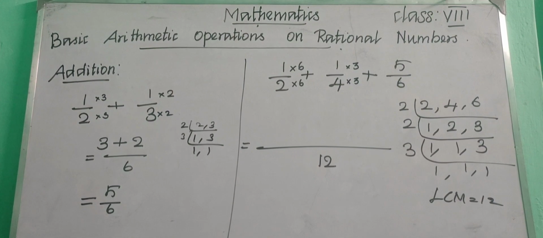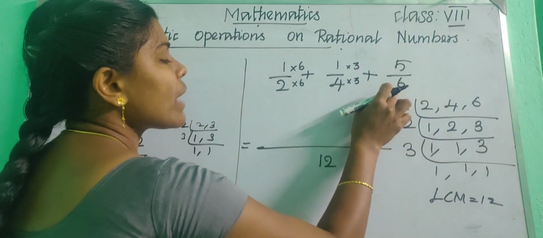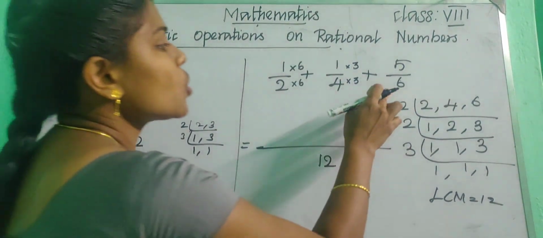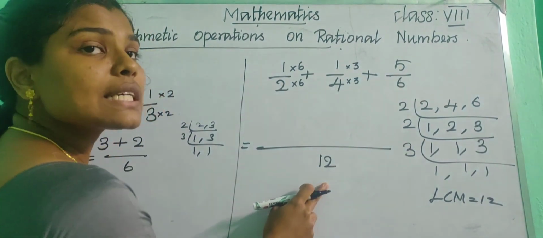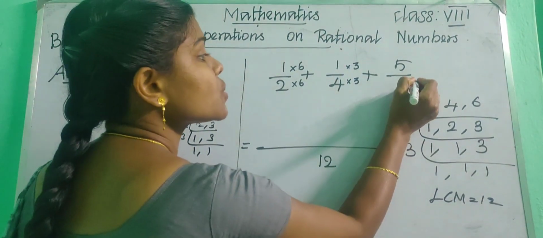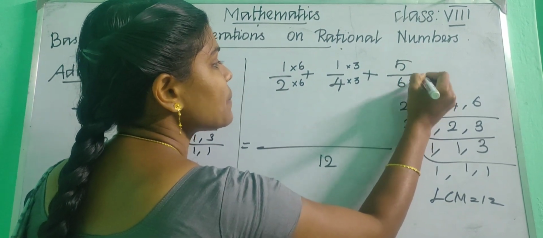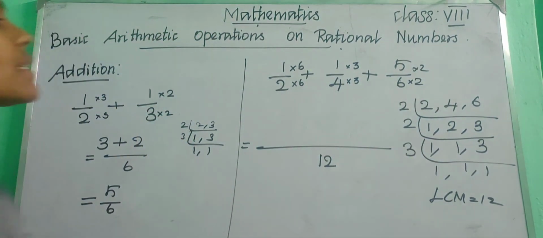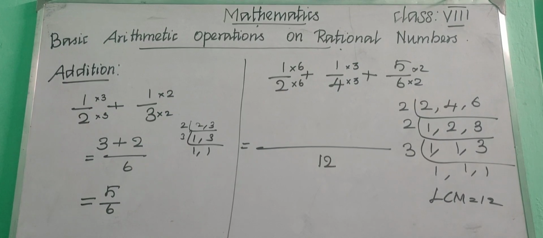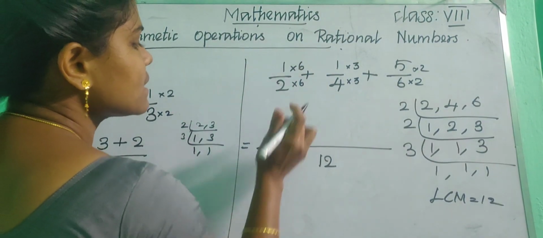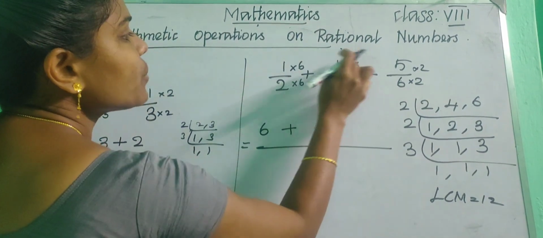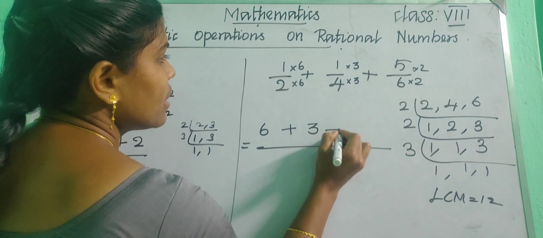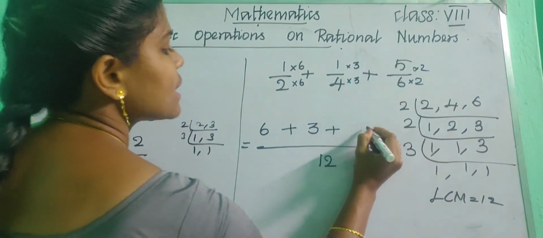Okay, children. And then the next rational number is 5 upon 6. Okay. So what will be multiplied with this 6 to get 12? 6 2s are 12. So that we need to multiply 2 in the numerator as well as in the denominator. Okay, children. So let us do. So 1 into 6, 6. Okay. So put the symbol plus. So 1 into 3, it is 3. Okay. And then 5 into 2, 5 2s are 10.